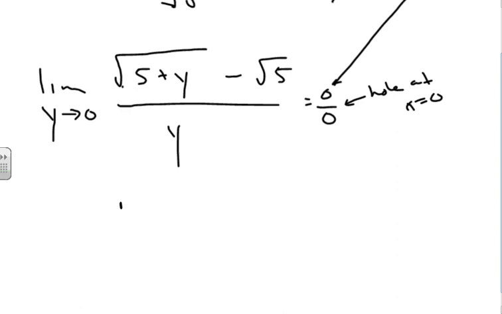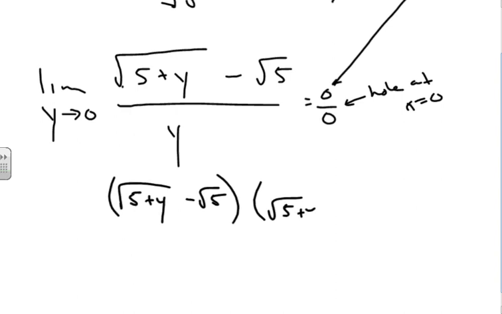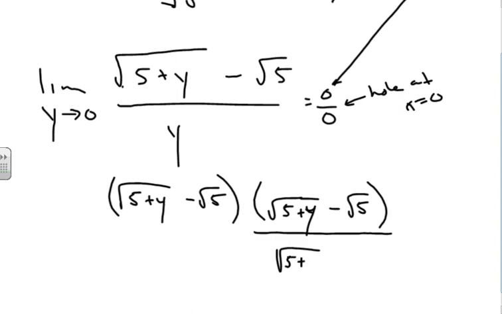So to do this, we're going to take the square root of 5 plus y minus the square root of 5, and we're going to multiply it by its conjugate. So the square root of 5 plus y plus the square root of 5, all over the square root of 5 plus y plus the square root of 5. Don't forget your y at the bottom.